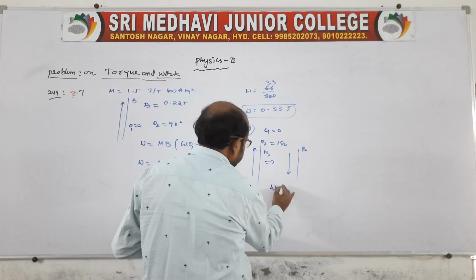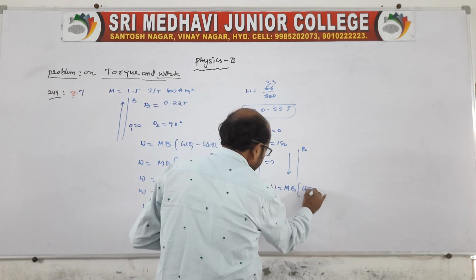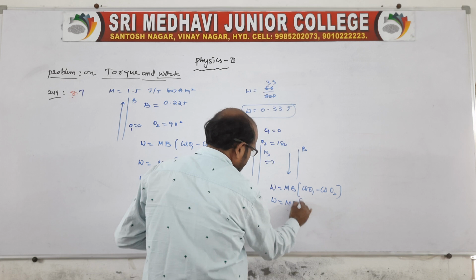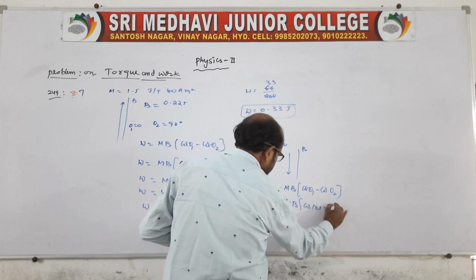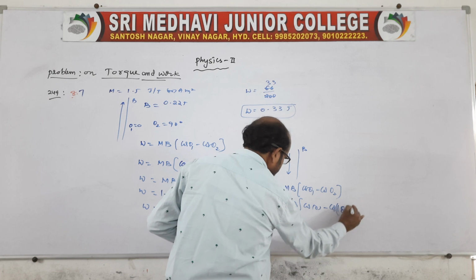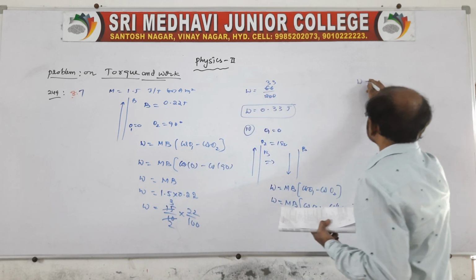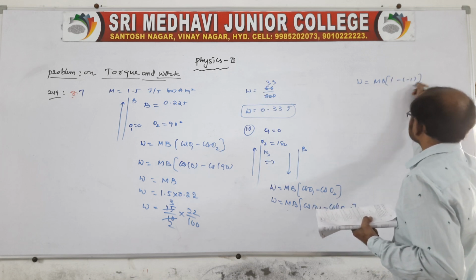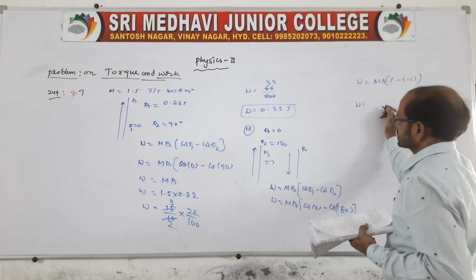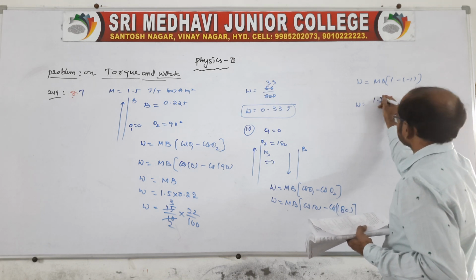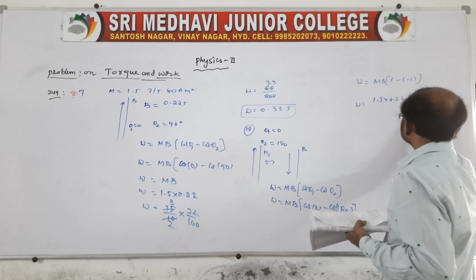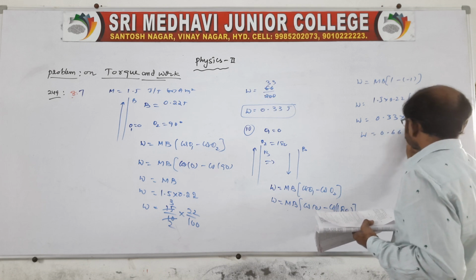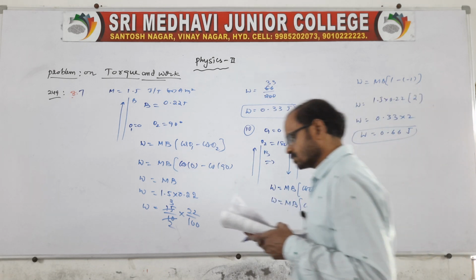Again you take work done is equal to MB into cos theta 1 minus cos theta 2. Theta 1 is 0, and theta 2 is 180. So work done is equal to MB, cos 0 is 1, minus of minus 1. MB we already know, or you can write 1.5 into 0.22 into 2. So you directly write 0.33 into 2. Therefore it is 0.66 joules, right?